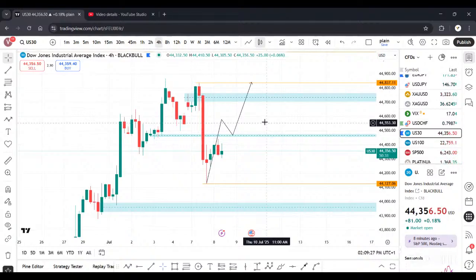Because fundamentals can be very bullish, whereas your technicals are giving you a bearish setup. You don't want to be adamant and say, I'm going to stick with it.